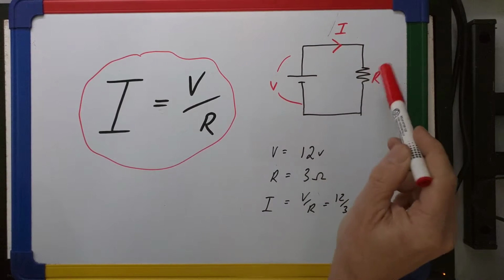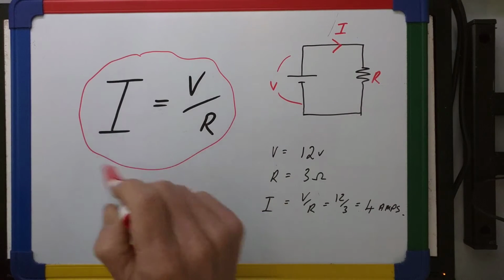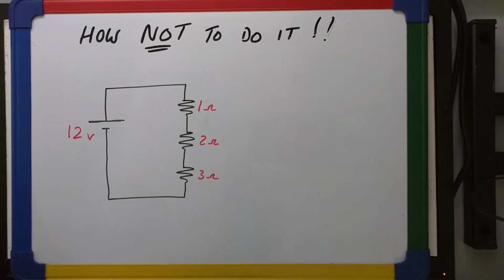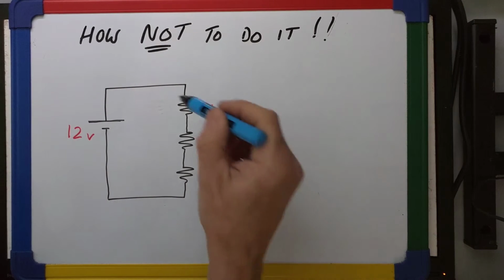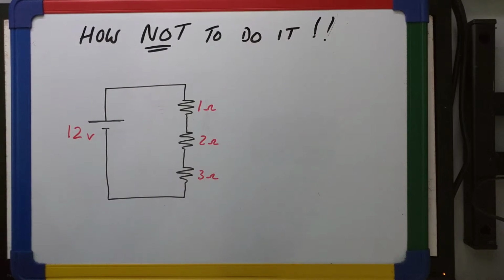But where you have a circuit with more than one component in it, it's easy to apply this equation the wrong way and come up with the wrong answer. So listen up. The easiest way to avoid going wrong is to take a look at how not to do it. Here we've got a circuit with a 12 volt battery and 3 resistors in series, a 1 ohm, a 2 ohm and a 3 ohm.